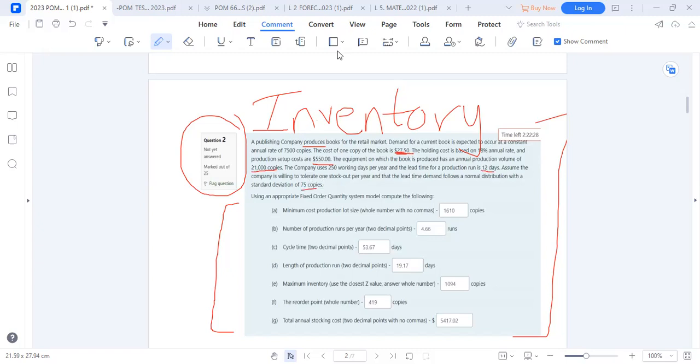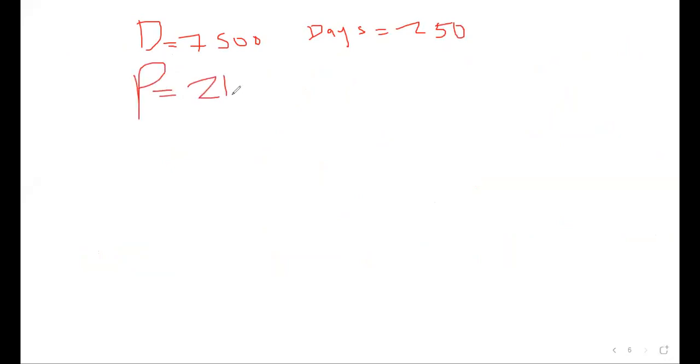So meaning, as we get down here, we have this information. Our annual demand is 75. Then we have the days, which is 250. Then we have annual production is 21,000. Our lead time from the question is given, which is 12 days.